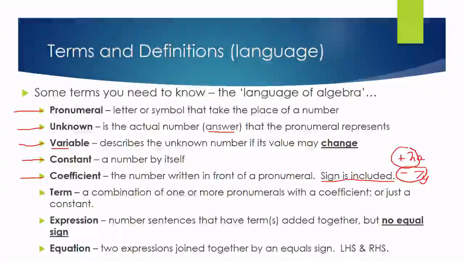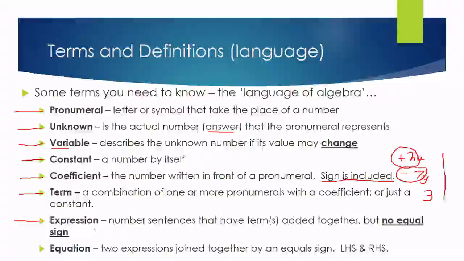I used the word terms in there, so what actually is a term? A term is a combination of pronumerals and coefficients, or it's just a constant by itself. So these two here are terms, and if I just wrote a random number like the number 3, that's a constant. It's also a term, so it also gets included.